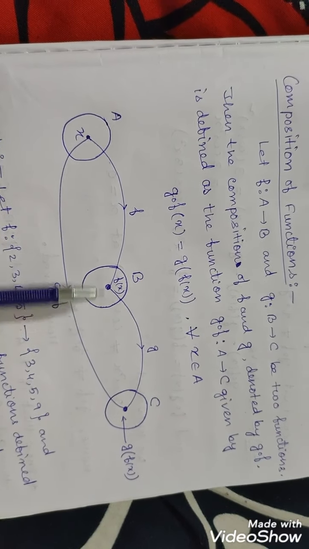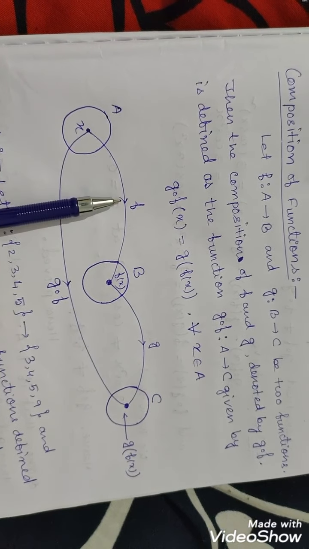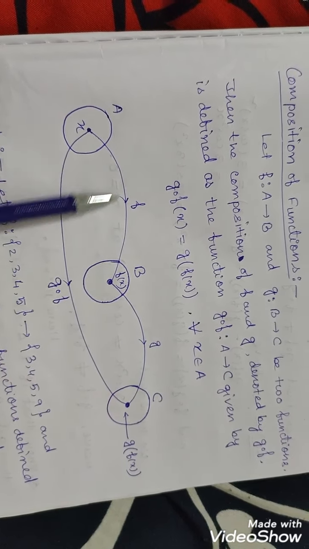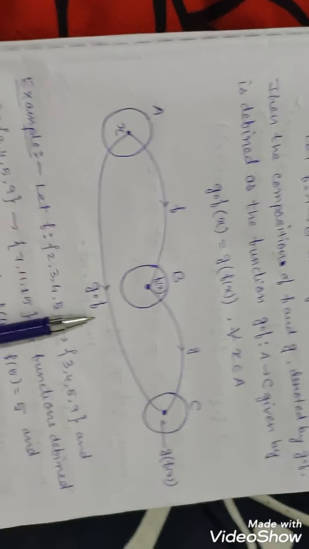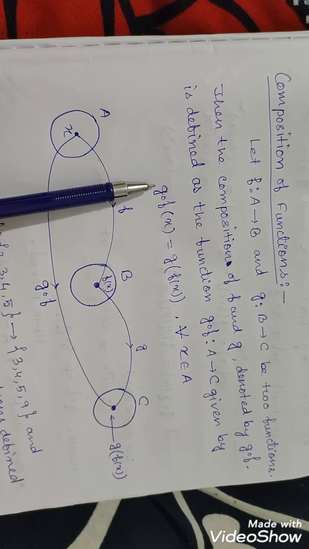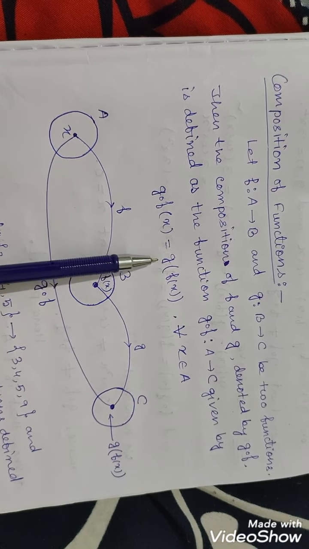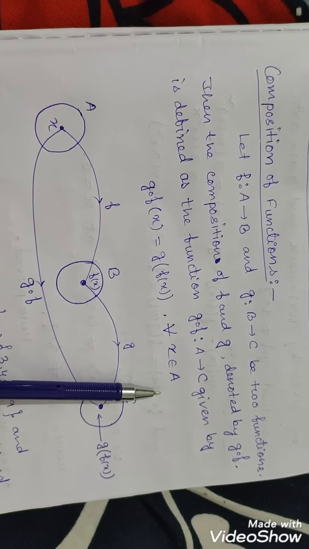And here we combine what? Two functions f and g. If we combine these two functions, we get the composition of a function. Composition of a function is defined as what? (g dot f)(x) equal to g of f of x, for x belongs to A.